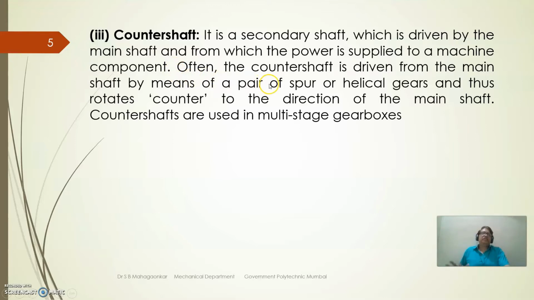Often the counter shaft is driven with the main shaft by means of a pair of spur or helical gears, and thus rotates counter to the direction of the main shaft. Counter shafts are used in multi-stage gearboxes.